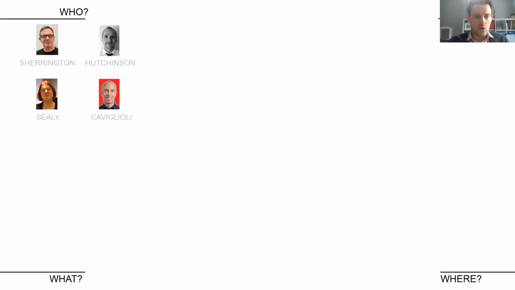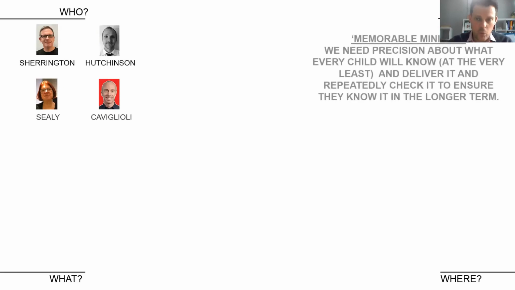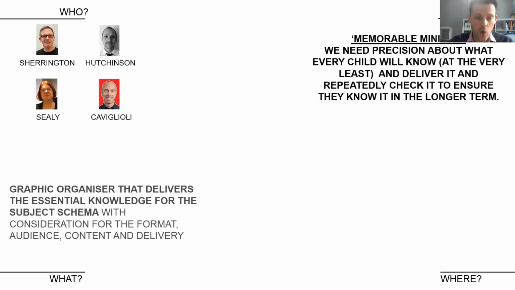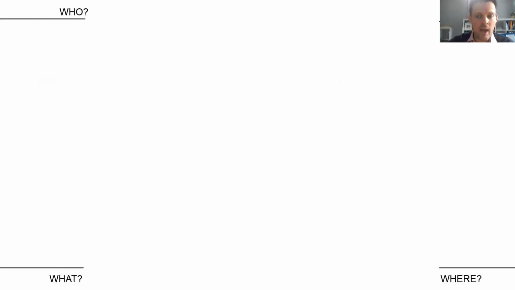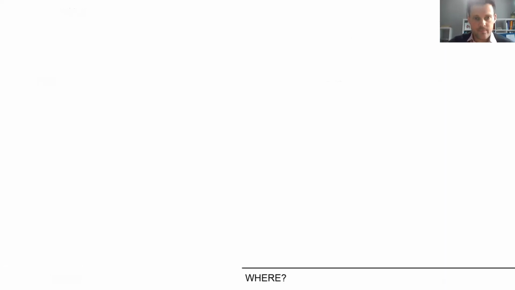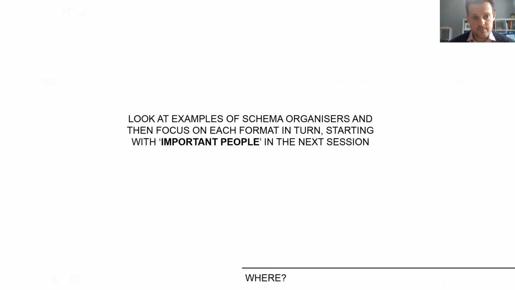So we've talked about who our influencers are. We've talked about why we're doing this. We've talked about what a schema organizer is. We're going to finish now by talking about where we go next. So we're now going to have a very quick look at some examples of schema organizers. And then after this video, when we produce more, we're going to focus on each format in turn. So our next development video is going to be about important people schema organizers.